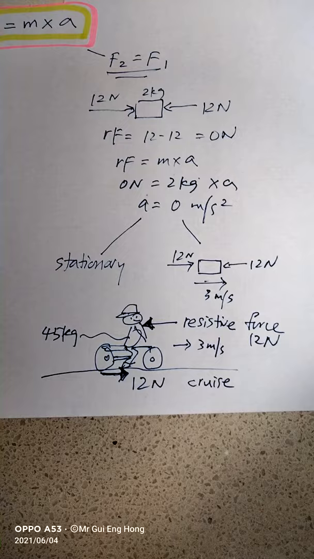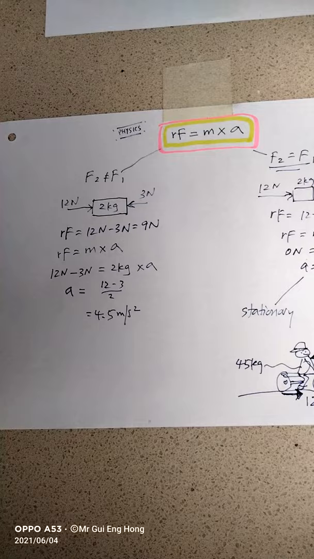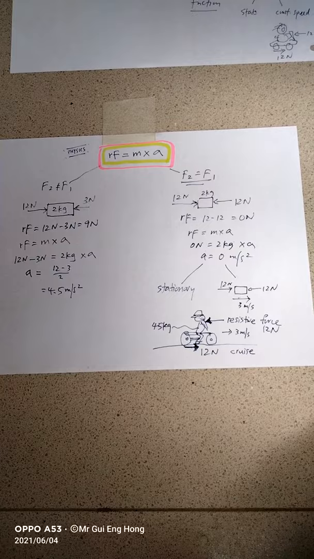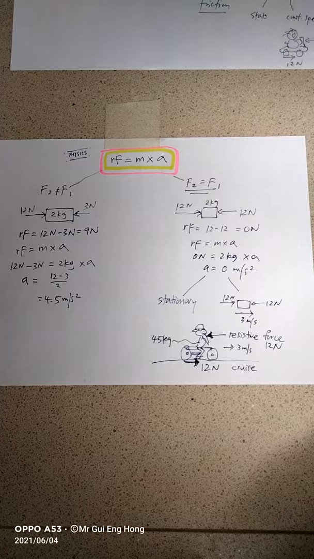So we have completed resultant force equals to mass times acceleration. You may need to rewind and play back the video to fully get the ideas and the example.